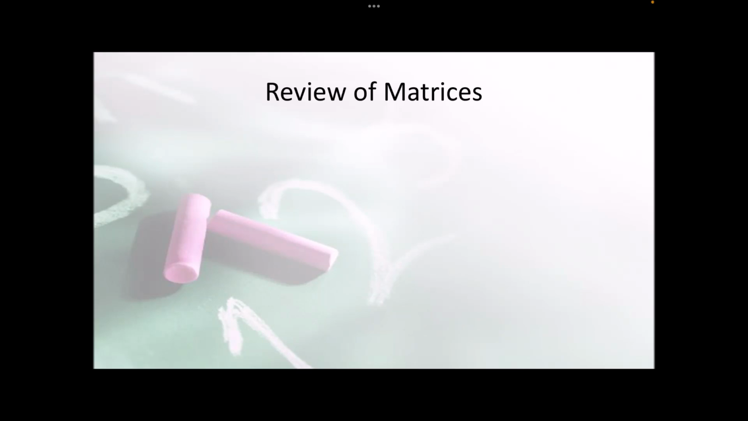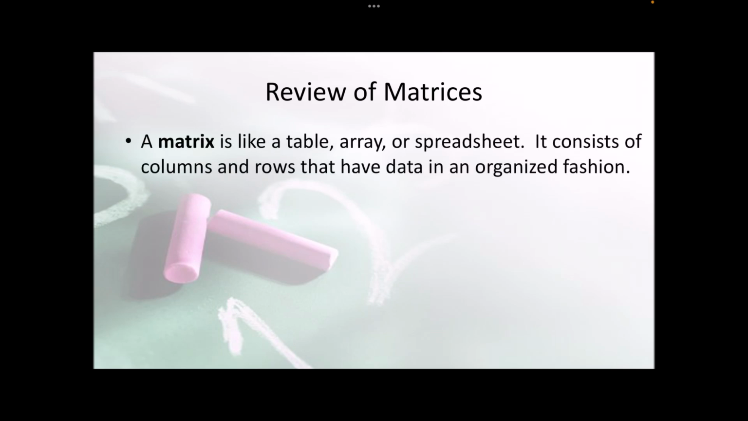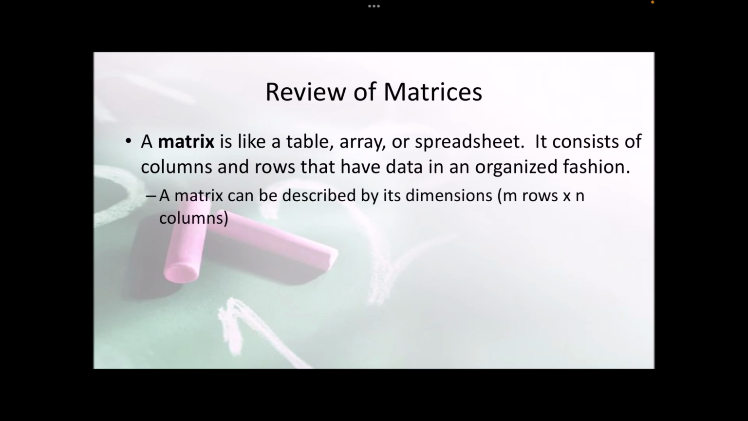Today we're going to look at a review of matrices and also add on extra information about multiplying two matrices together. To begin, let's talk about what a matrix is. It is a table or a type of spreadsheet, and it consists of columns and rows that have information, usually in the form of numbers, that allow us to organize a lot of our data. It can be described by its dimensions.